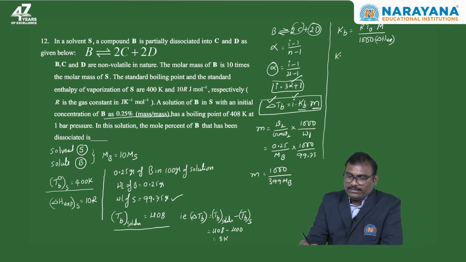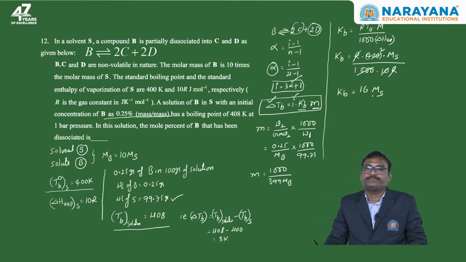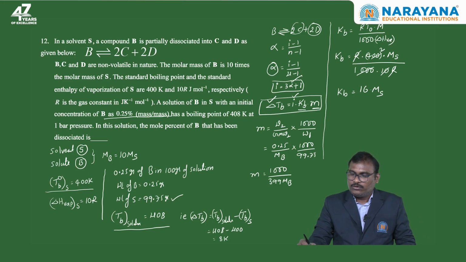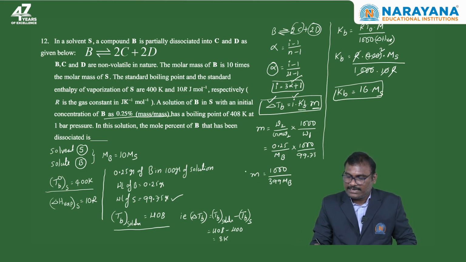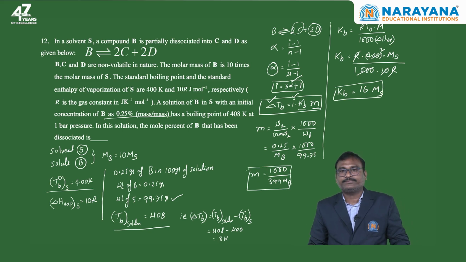Here Kb is equal to R into T naught, that is 400 square, into molecular weight of the solvent Ms by 1000 into enthalpy of vaporization. Yes, enthalpy of vaporization was given as 10 R. Yes or no? Then after calculating, you are getting that Kb value, what is that? 16 into Ms, I think so. Yes or no?